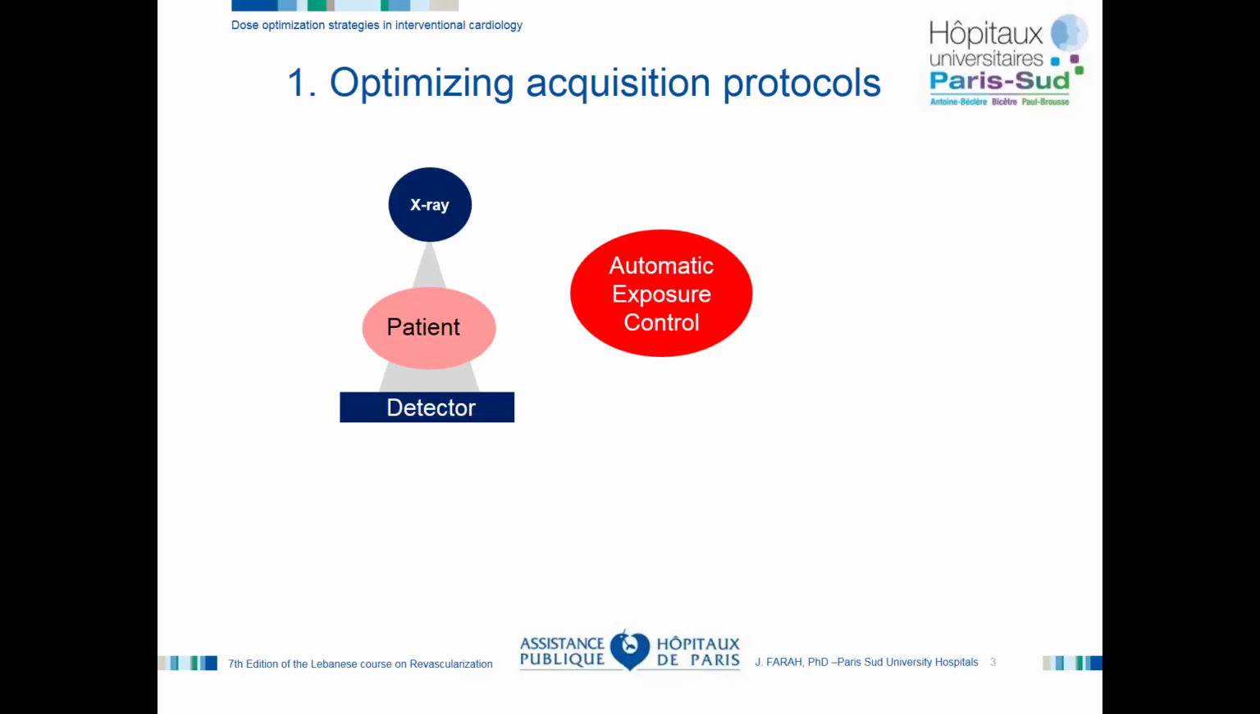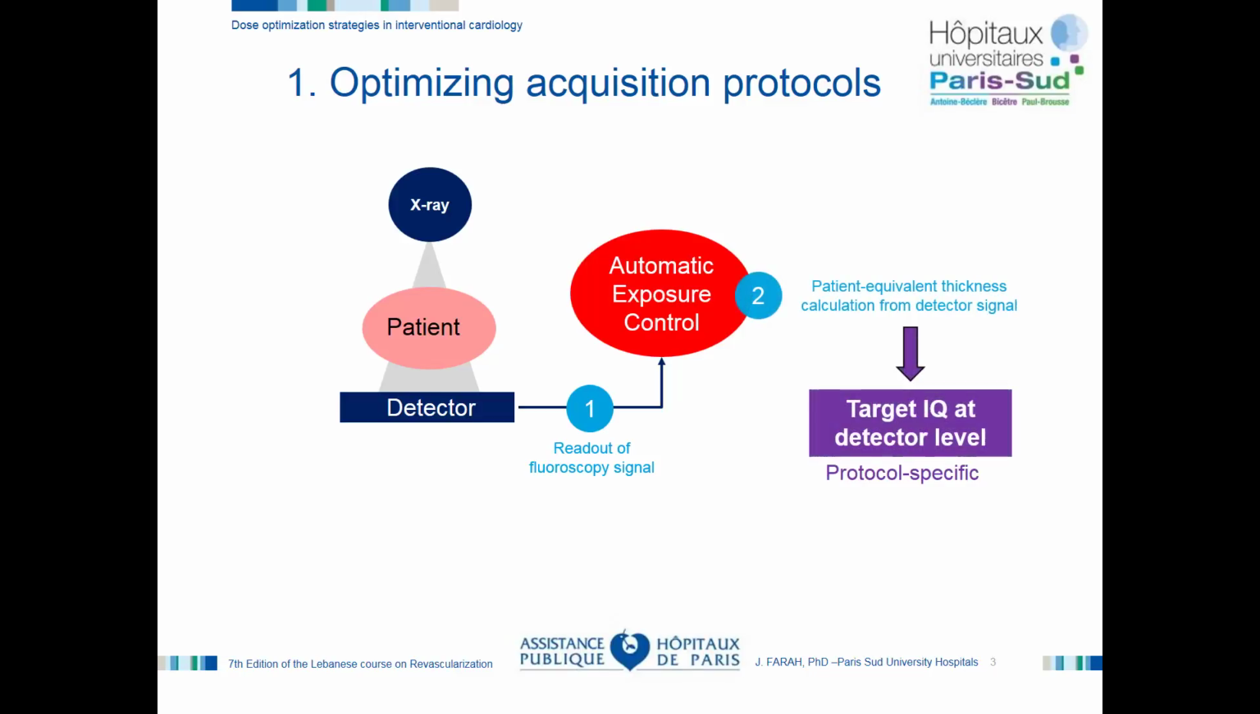You always need to start with fluoroscopy because the X-ray tube needs to start from a starting point. So it starts with the lowest kVp, lowest mAs, and then it sends the signal to the detector. The detector reads out the signal and sends this information to the automatic exposure control system. The automatic exposure control system will evaluate the system. It will calculate a patient equivalent thickness and then say, okay, you have a predefined acquisition protocol, so you have a predefined image quality at the detector level. What should be my acquisition parameters to meet this target image quality?